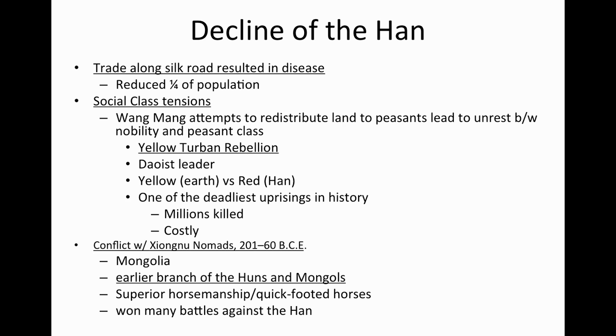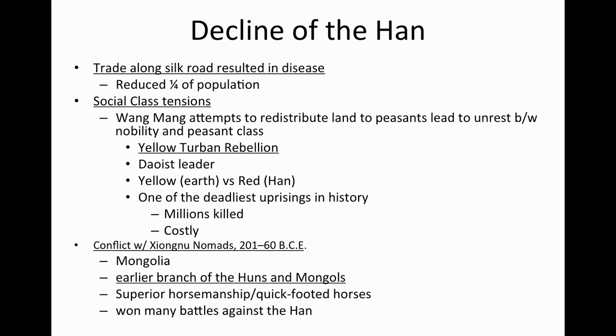So again, this is the last major piece to concept 2.2, and you want to be able to explain how these empires decline. So the Han Empire declines as a result of several factors, right? Obviously, disease reduces 1/4 of the population. So those roads that they kind of discovered and developed would eventually lead to their downfall, the Silk Roads. They also had social class tensions, right, that weakened the government and led to unrest. The emperor tries to redistribute land to peasants. The nobility is not too happy. There is a battle between the peasants and the nobles, and that's known as the Yellow Turban Rebellion.